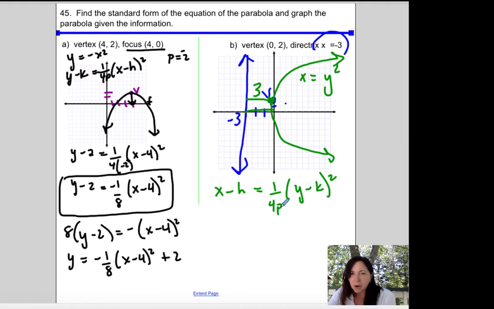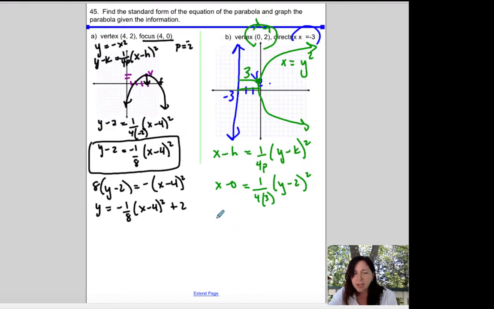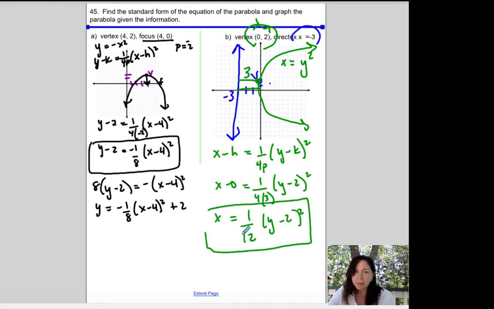So I know that p is 3, and I know my vertex is at 0, 2. So h goes with x, k goes with y. So this would be x minus 0, or just x, equals 1 over 4p, p is 3, times the quantity y minus 2, quantity squared. So just simplifying that, I'm going to get x equals 1 over 12 times the quantity y minus 2 squared, and this would be my equation of my parabola.